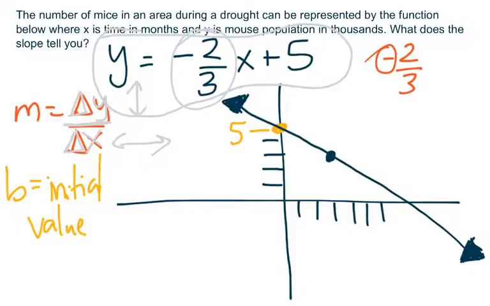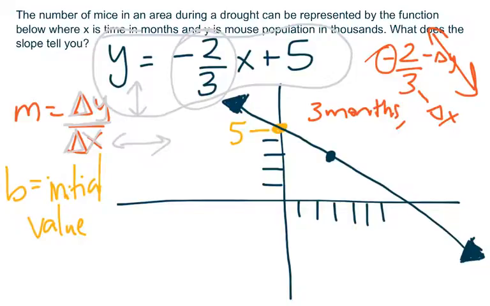Since it's negative, we know that it's going to be a downward sloping graph, which means that the population of mice is decreasing over time. And then 3 represents the change in x, while 2 represents the change in y. And so that tells us that for every 3 months, the population of mice will decrease by 2 units of population, which in this case is 1,000. So every 3 months, there will be a decrease in 2,000 mice.